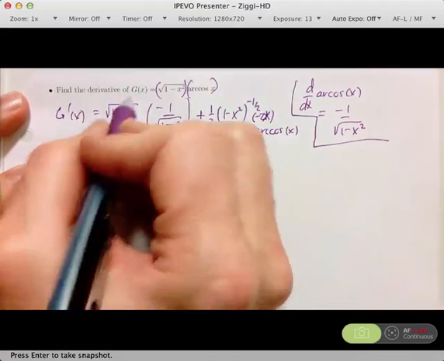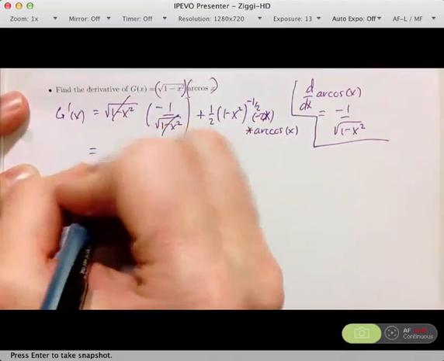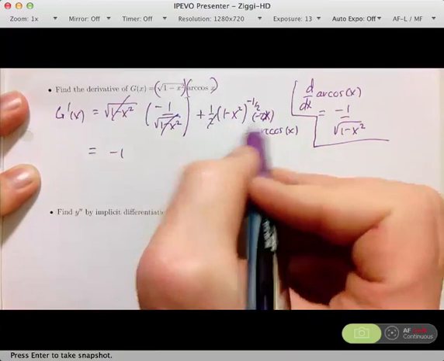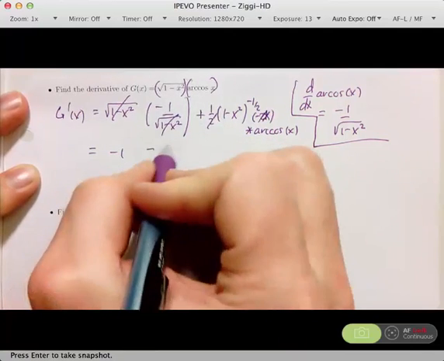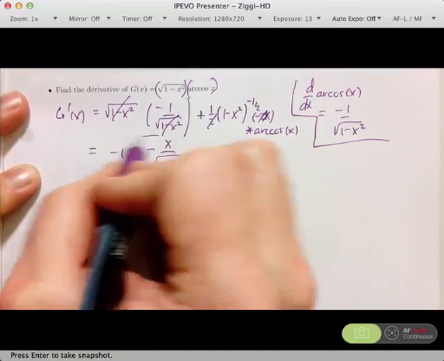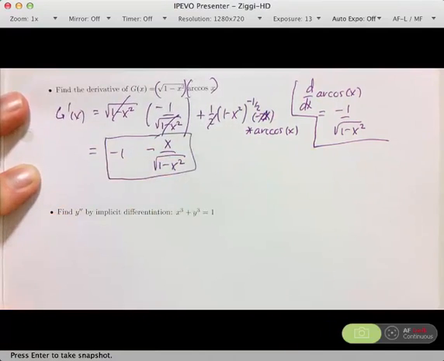Alright, so cancel, goes minus 1. Over here if we want, let's see, we can cancel the 2's. We get minus x over the square root of 1 minus x squared. Isn't much left to do with that guy.